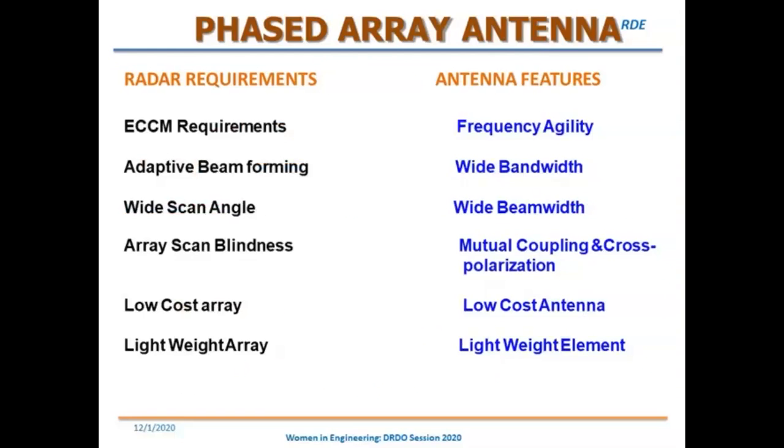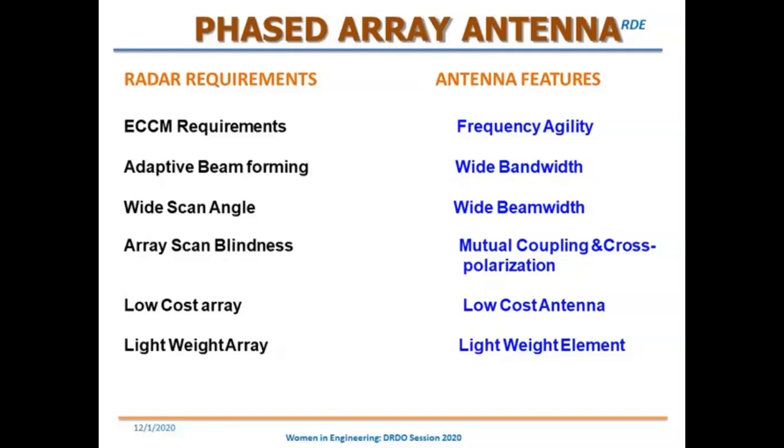If you see, for an antenna engineer, finally the performance has to satisfy the radar requirements. For example, ECCM features: the radar has to be tactful, in the sense it should not get deceived by any jammer. So that requires you to have a frequency agile antenna, which should operate in multiple frequencies, or have a number of frequency spots so that your antenna is frequency agile. It should have adaptive beamforming depending upon the scenario.